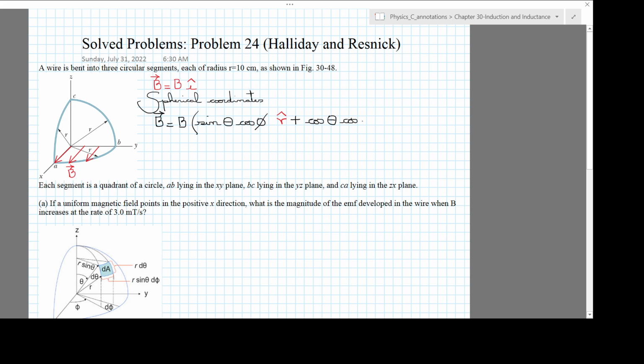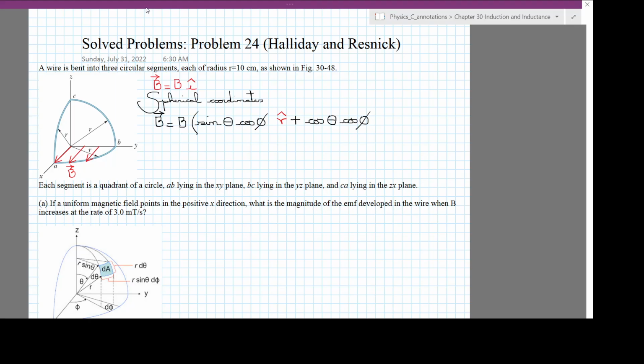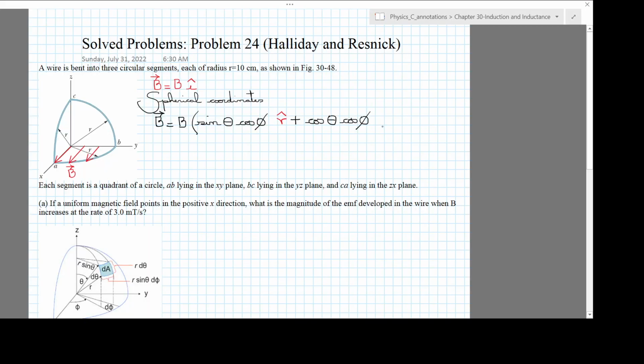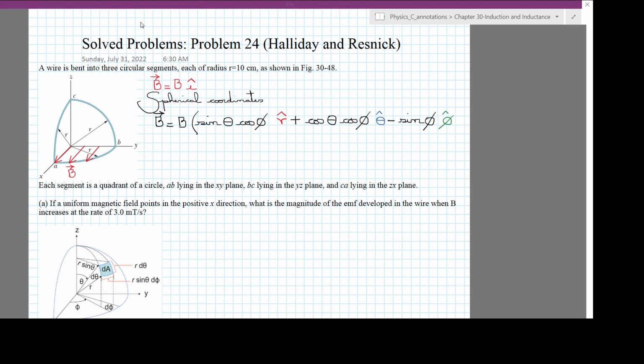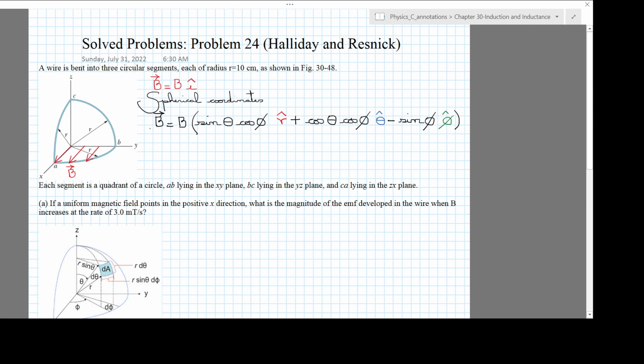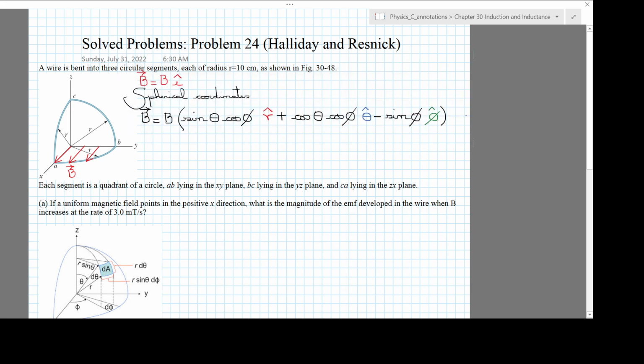Okay, plus cosine theta cosine phi, and this is in the theta hat direction. Let me change the color here. And plus minus sine phi, and this is in the phi hat direction. Now I have at least one of the vectors described here. This is going to be my equation one.